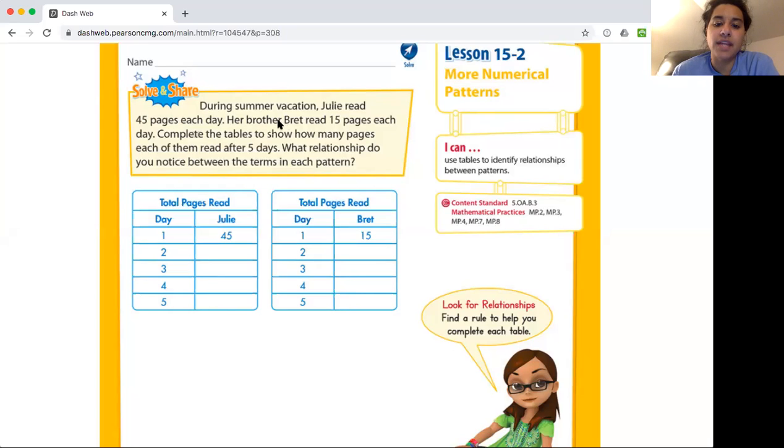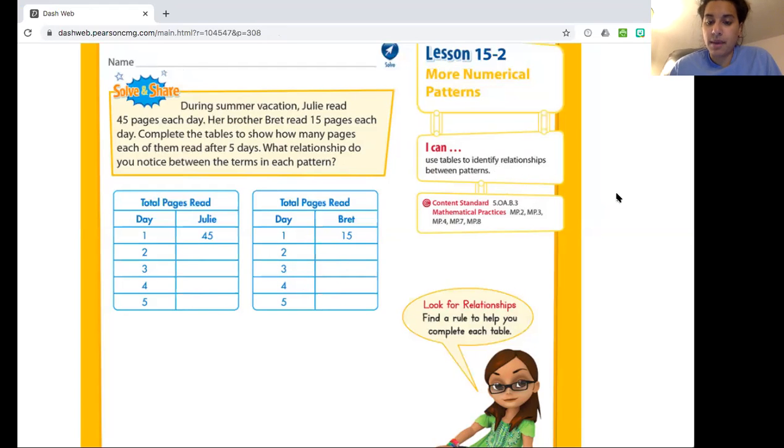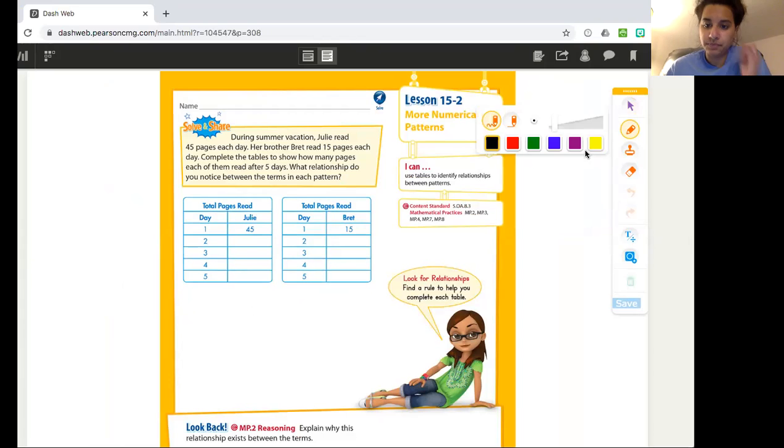During summer vacation, Julie read 45 pages each day. Her brother Brett read 15 pages each day. Complete the table to show how many pages each of them read after 5 days. What relationship do you notice between the terms in each pattern? So the whole objective of this lesson is so that you can use tables to identify relationships between patterns. So let me get my pencil over here.